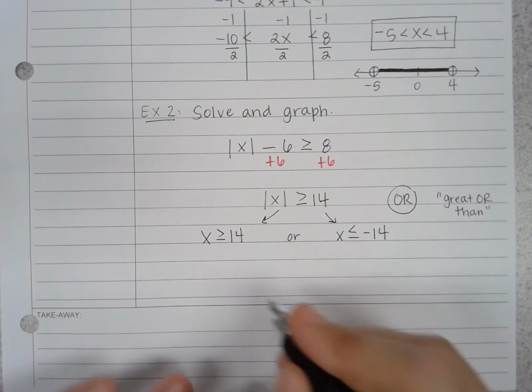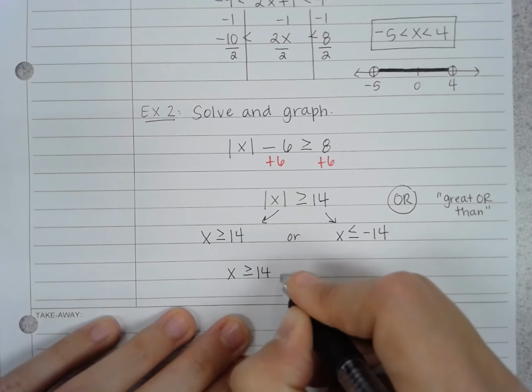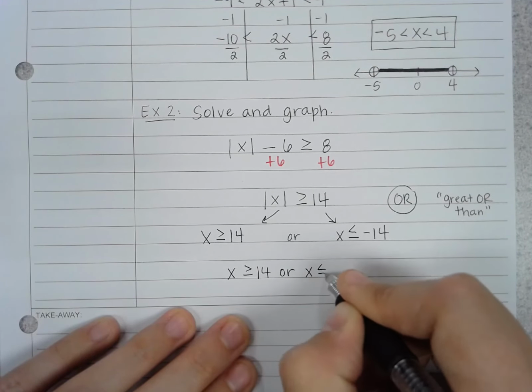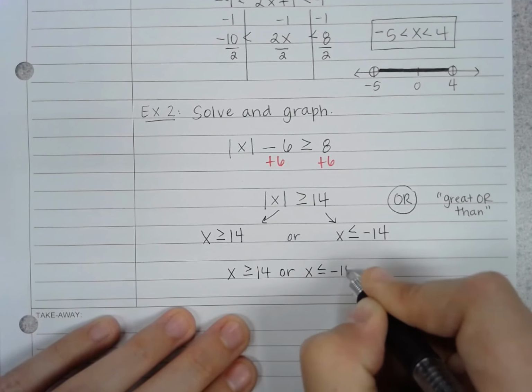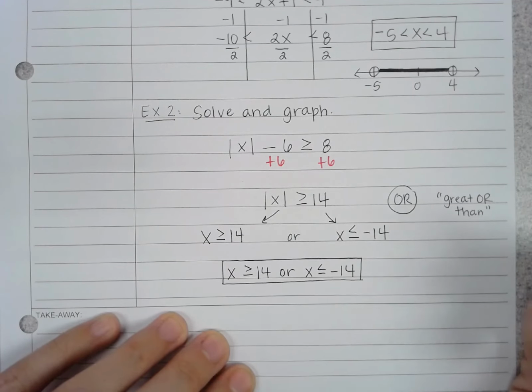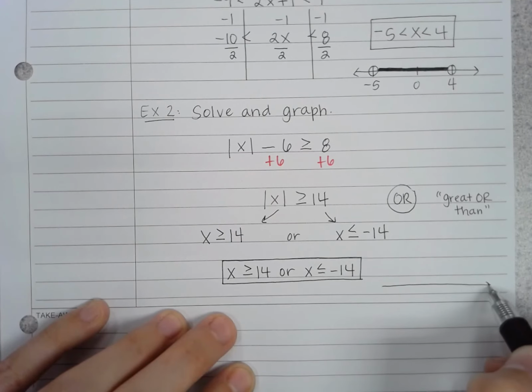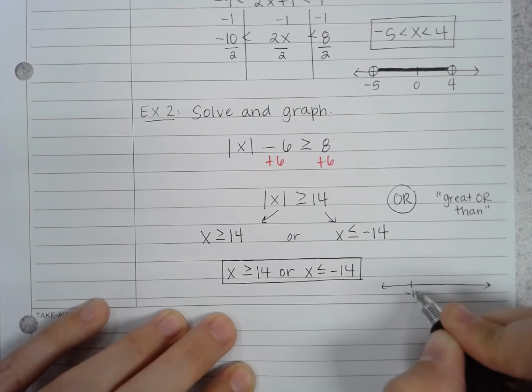So my answer to this question is x is either greater than or equal to 14 or x is less than or equal to negative 14. And so these two sets of numbers would produce a solution that was at least the certain distance away from 0 that it was supposed to be. When I graph this, I'm going to picture negative 14.